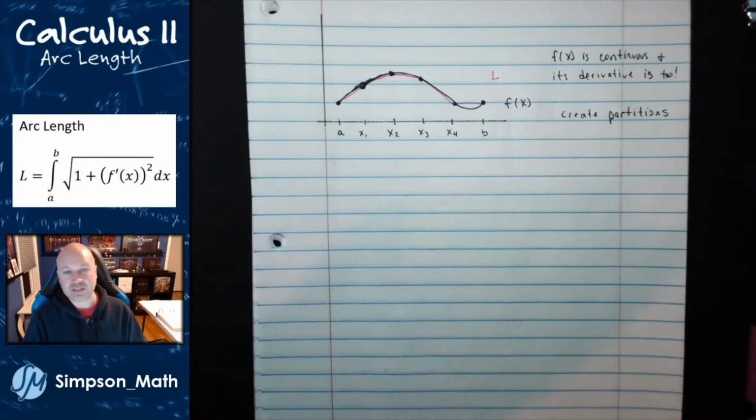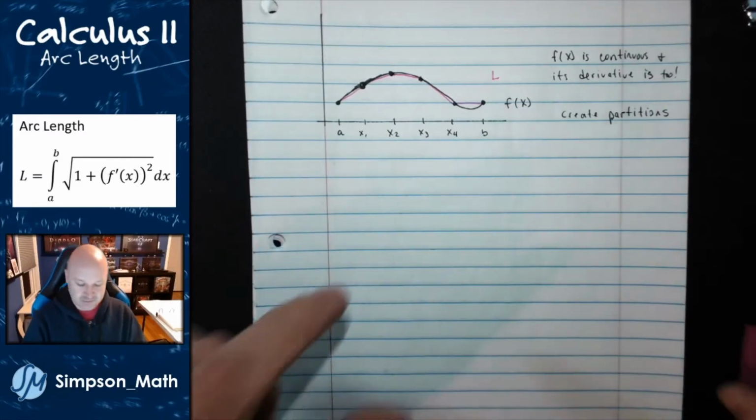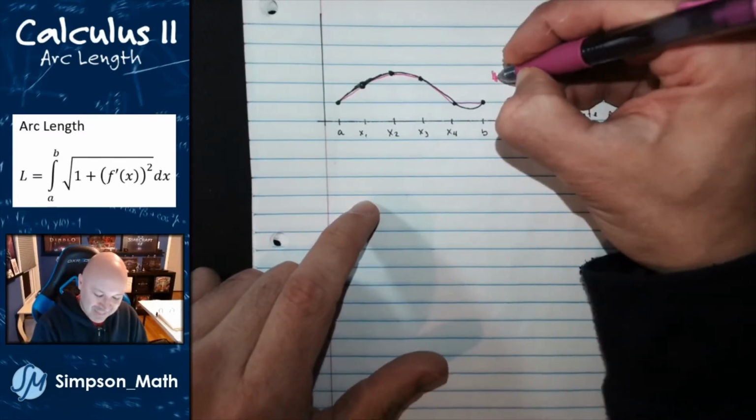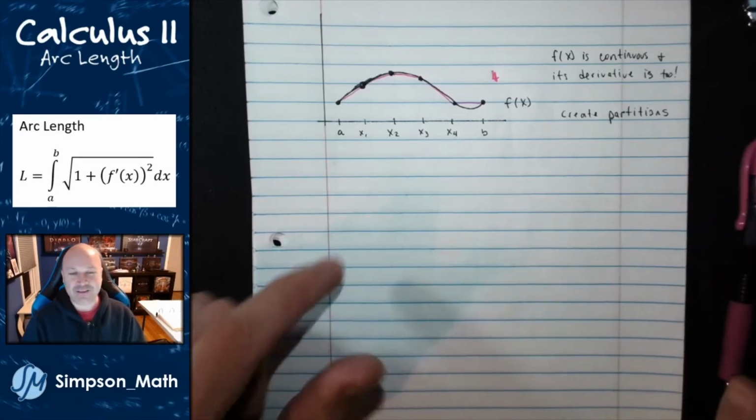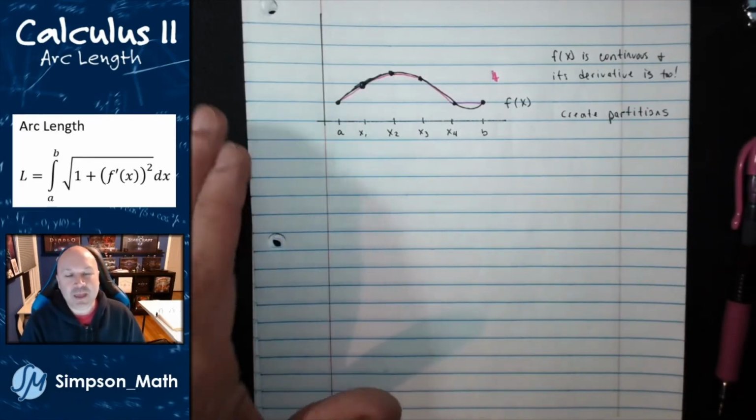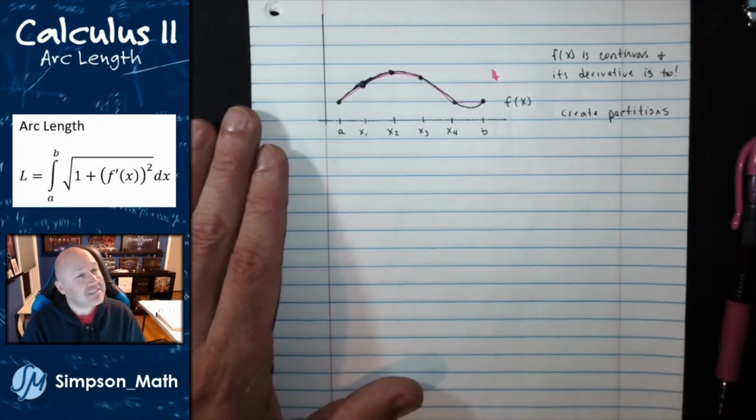I'll call that pink stuff L. The L is the length of the black curve. But the pink stuff may be a good estimate.